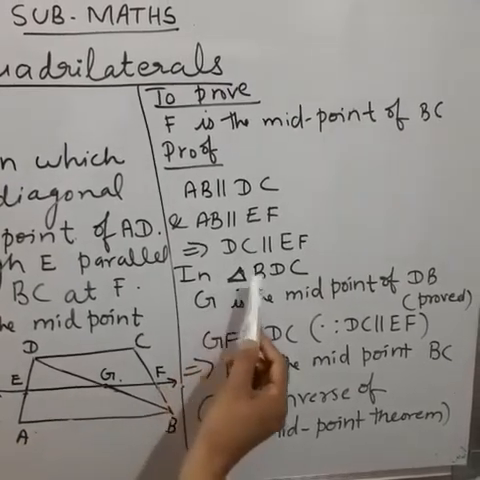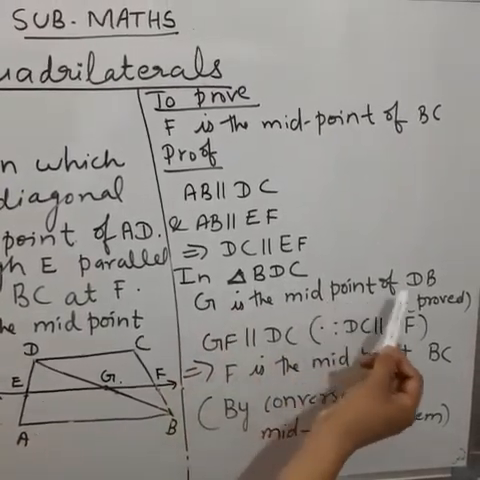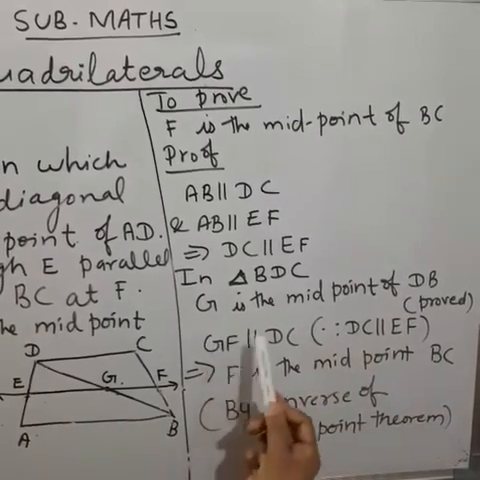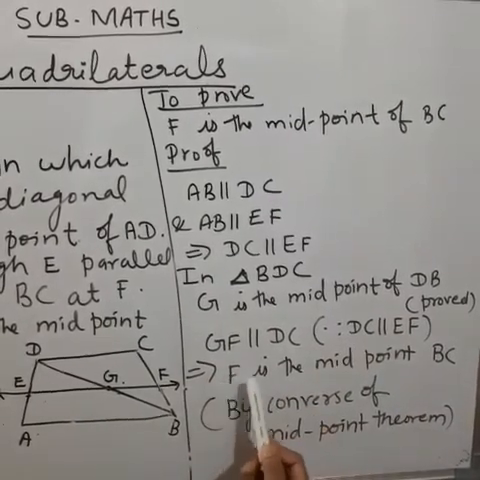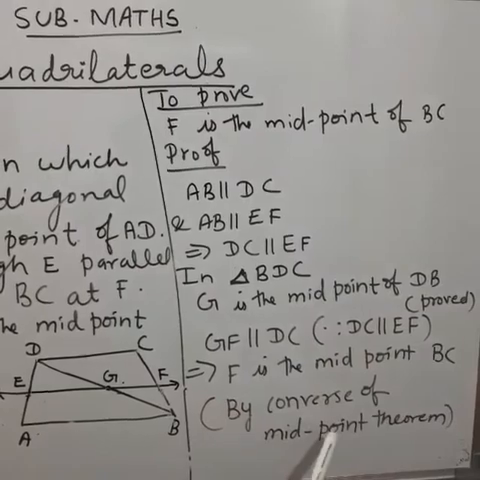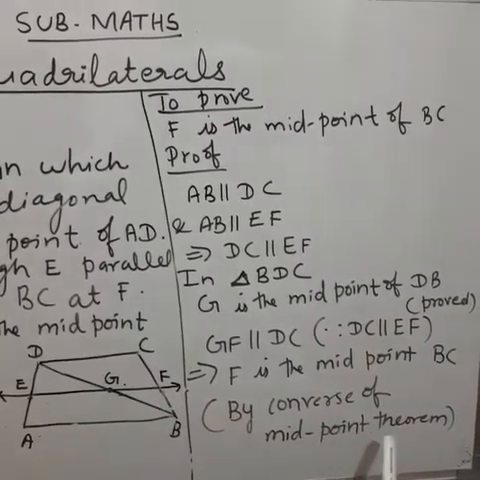So I have written here in triangle BDC, G is the midpoint of DB and GF parallel to DC. Therefore, F is the midpoint of BC by converse of midpoint theorem. So we have proved this.